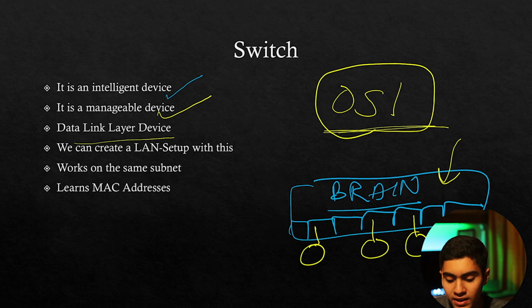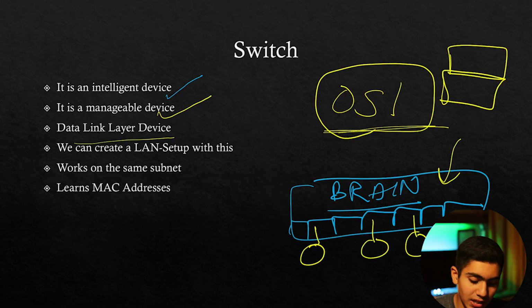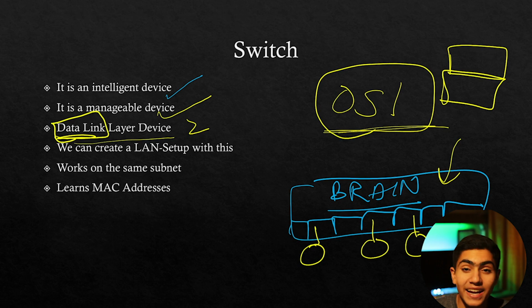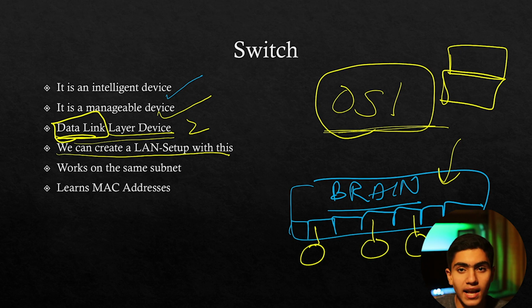So just think, there is an OSI model. It has 7 layers, which includes one layer that is called the data link layer. It's layer 2, and this is a layer 2 device. It's a data link layer device. All right. Then we can create a LAN setup with this. It's the same as the hub, but it has a brain. All right.